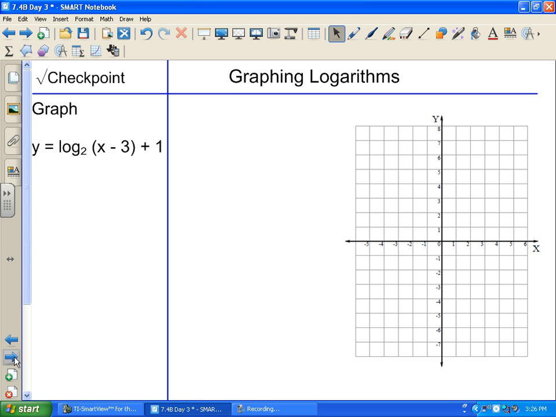You guys, that checkpoint, give it a go. Y equals log base 2 of x minus 3, plus 1. Pause the video. Get it graphed. Unpause the video when you're ready to move on. Don't forget to play doctor on this one. Domain and range.